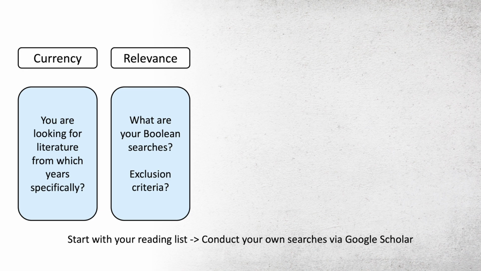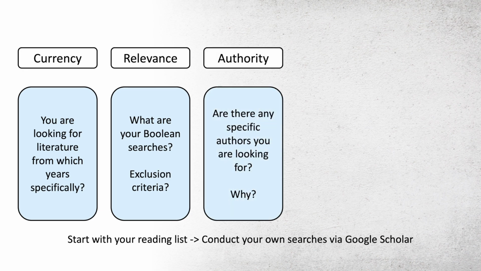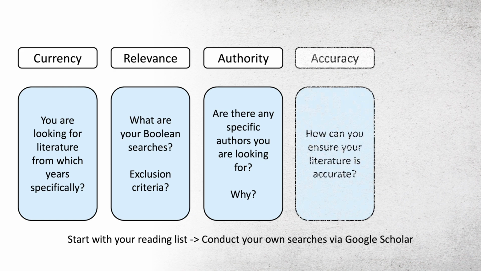This ties in with the idea of inclusion criteria and exclusion criteria. What sources do you want to exclude and which ones do you want to include and why? Authority. Are you looking for articles or books by specific authors that you know are established authors and practitioners in the field? What about accuracy?